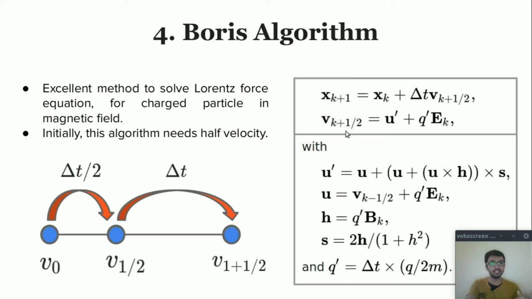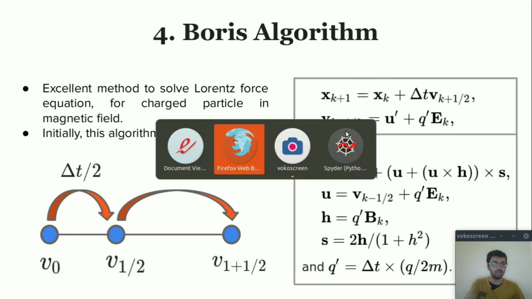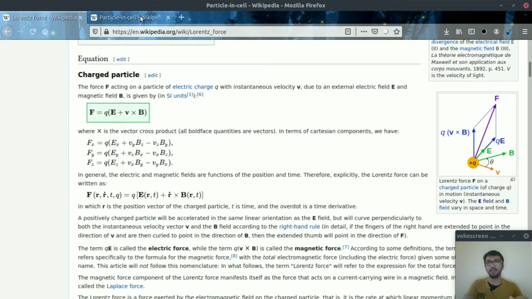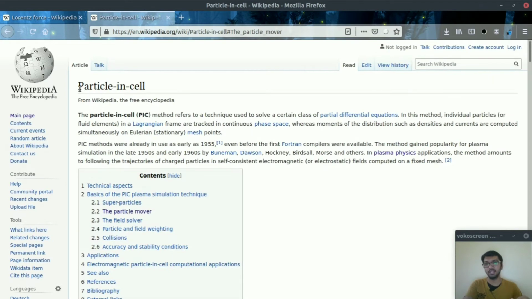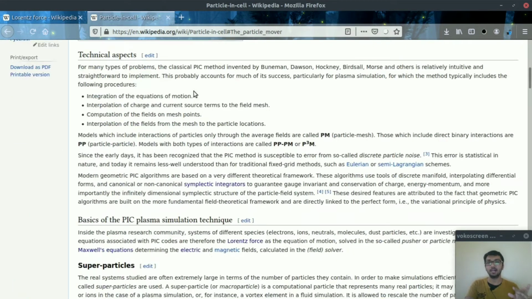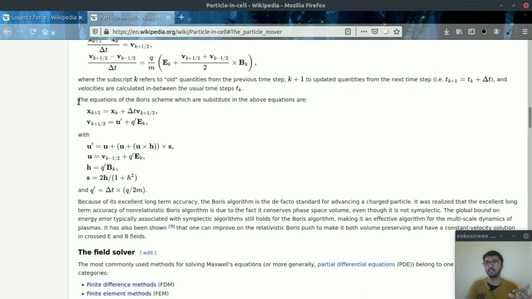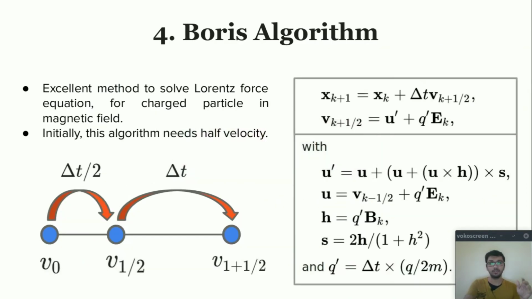I have taken these equations from this Wikipedia page of particle in a cell, and down here you will find this equation. These are the same equations which you can see here, right?